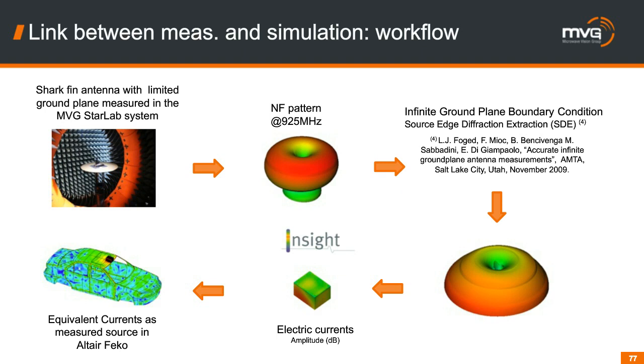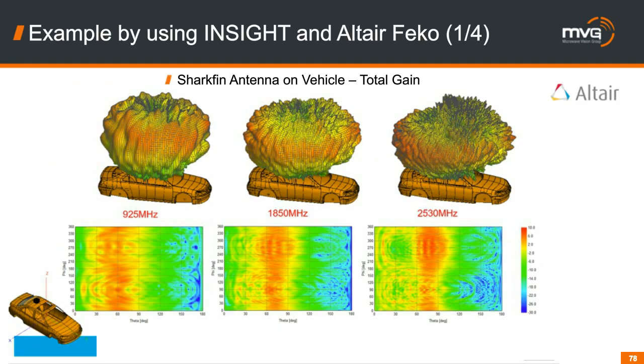Finally, the near field source related to the antenna can be imported and placed in a generic position and a generic scenario. In this case, the measured source by Insight has been used in the simulation tool Altair Feko. The equivalent box has been imported in Feko and simulated after placement on a car model. The results from the Feko simulation are reported in the following slide. No further information about the antenna model is needed for the simulation, except the near field source and the position and orientation of the radiator in the final scenario.